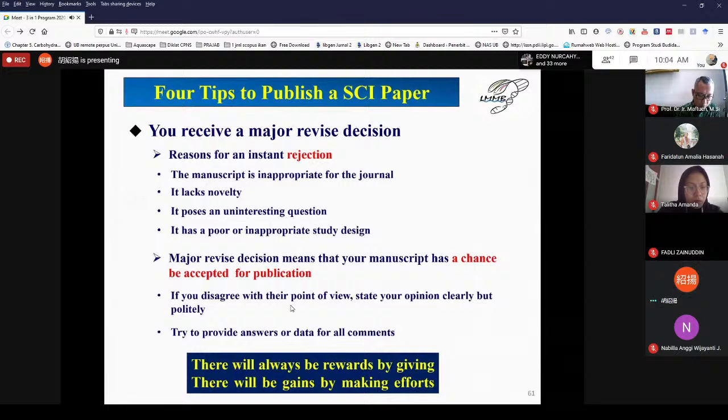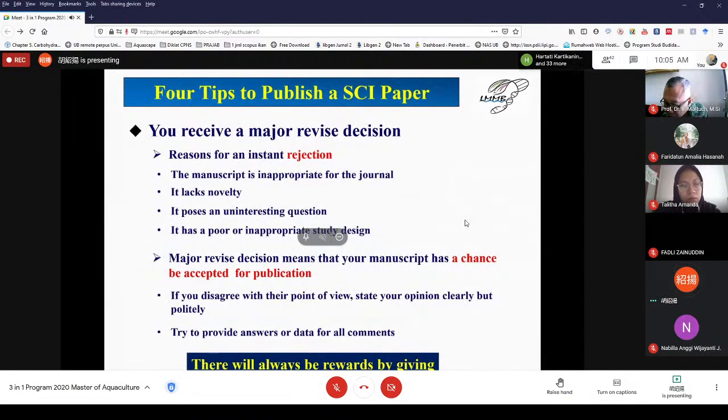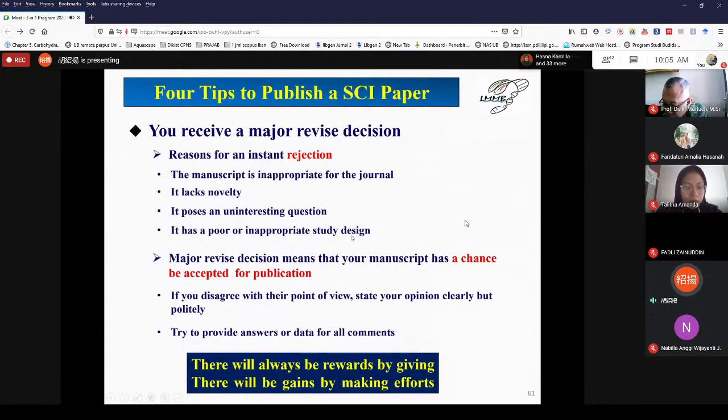But if you get this kind of situation, don't be discouraged. I often face this situation. Just improve your manuscript and try another journal. The same applies if the reason is poor or lacking novelty, or an uninteresting question, or inappropriate study design, then the question goes back to the origin.